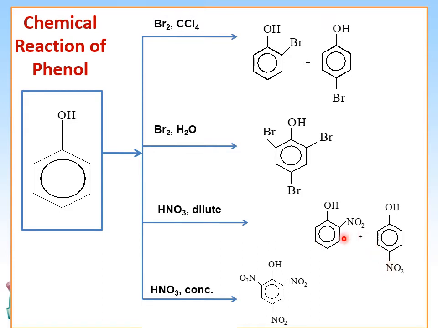Reagent number 3 is dilute nitric acid, and we are going to get 2 major products, where the nitro group is attached to carbon number 2 in one, and to carbon number 4 in the second. The fourth one is when we have concentrated nitric acid. We are going to get 2,4,6-trinitrophenol.